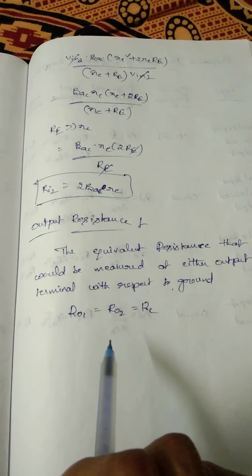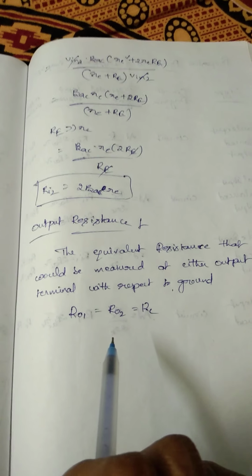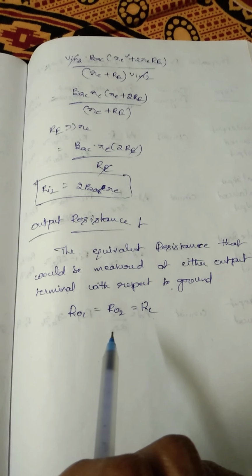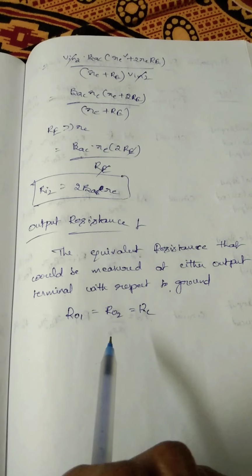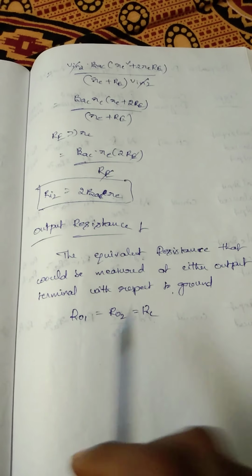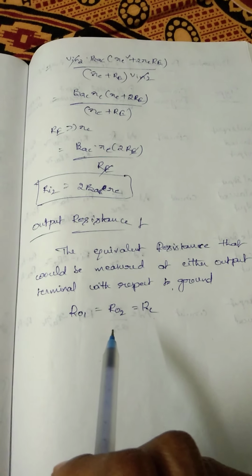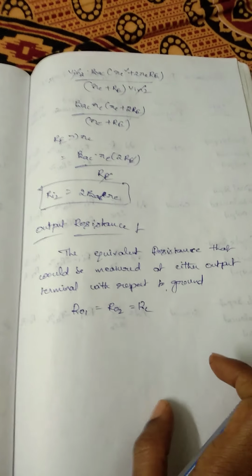For the unbalanced case, we have only one output resistance because we are taking the output at only one collector with respect to ground. So this is the output resistance of DIBO configuration, that is dual input balanced output configuration.